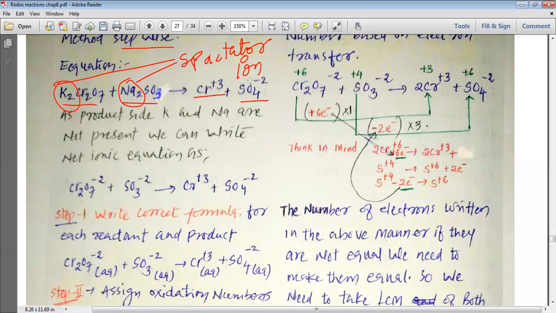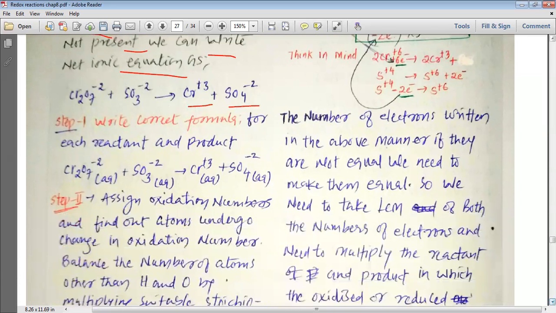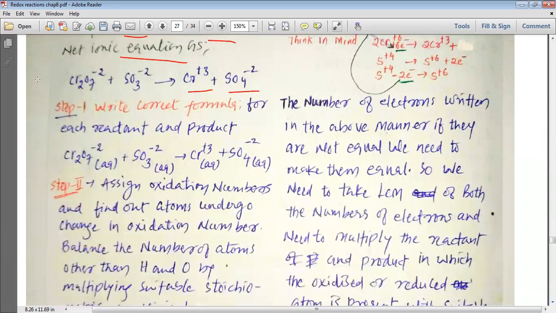So these spectator ions need to be removed from this reaction, and we should write the ionic equation. As potassium and sodium are not present on the product side, we can write the net ionic equation as Cr2O7 2- plus SO3 2-, that gives Cr3+ and SO4 2-. Now let us understand how to balance such an equation stepwise.